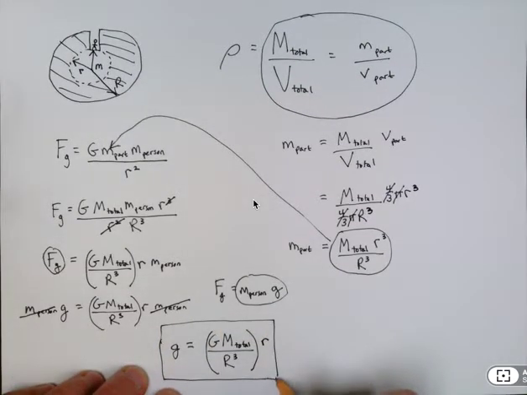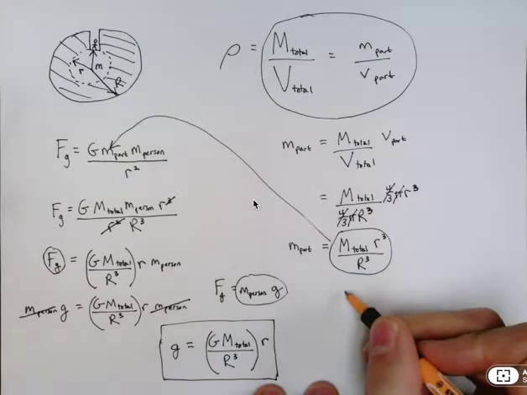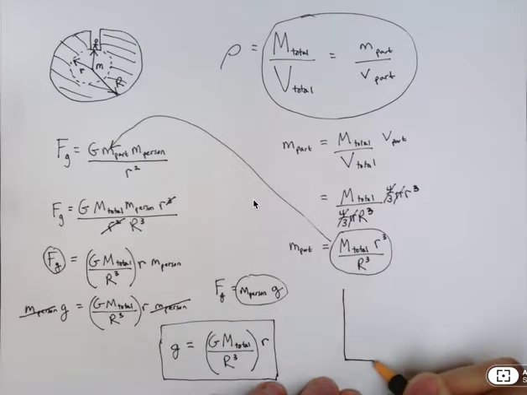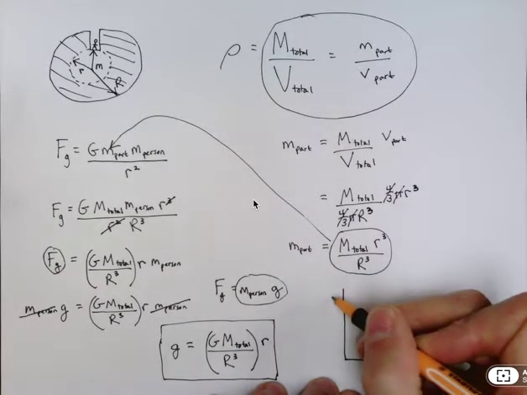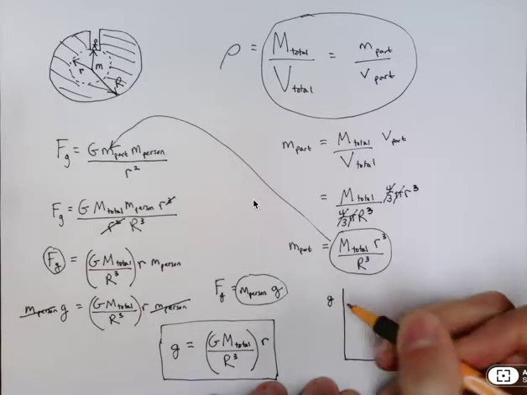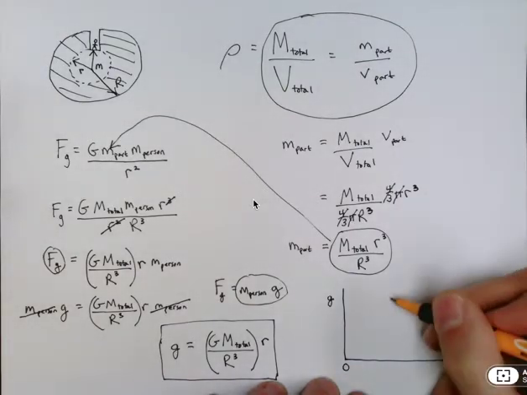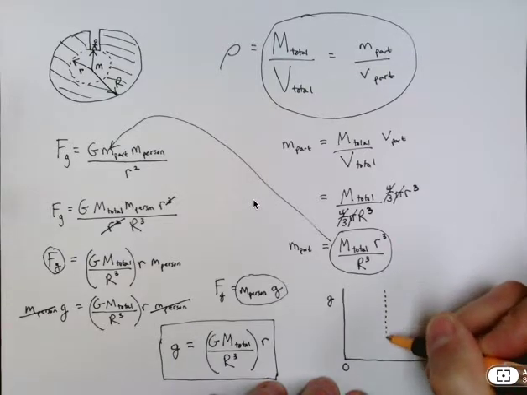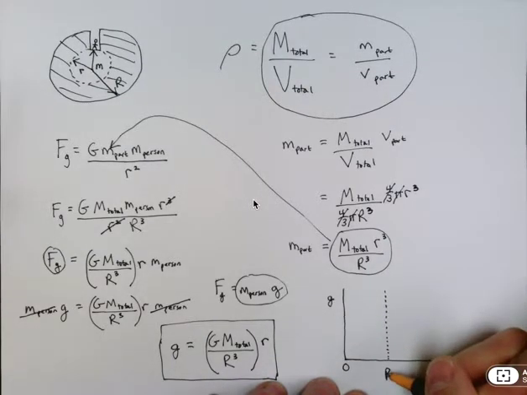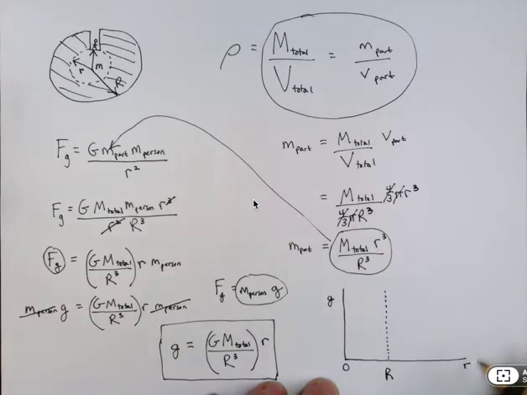Now, before we're done here, let me ask you to think about this. This is a very common follow-up question on the AP test. And that is, if you were to make a graph of how big the acceleration due to gravity is as a function of how far you are from the center of the Earth. So 0, that's the center of the Earth. And we're moving outward now, away from the center of the Earth. At some point, you're going to pass the actual radius of the Earth. And then eventually, way out here is going to be infinitely away from the Earth.